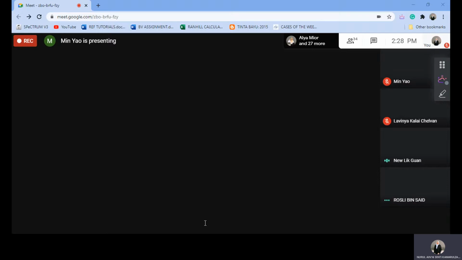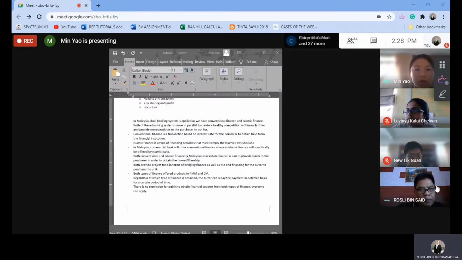Okay, then I'll continue. So this is my framework. Like I said, first I will describe the dual banking system, which consists of the conventional and Islamic, and then the similarities and differences. I should go to my answers. So in Malaysia, we apply a dual banking system, which consists of conventional finance and Islamic finance. Both of these banking systems move in parallel to create healthy competition, which means they're almost similar in terms of the rates they offer to the customers.